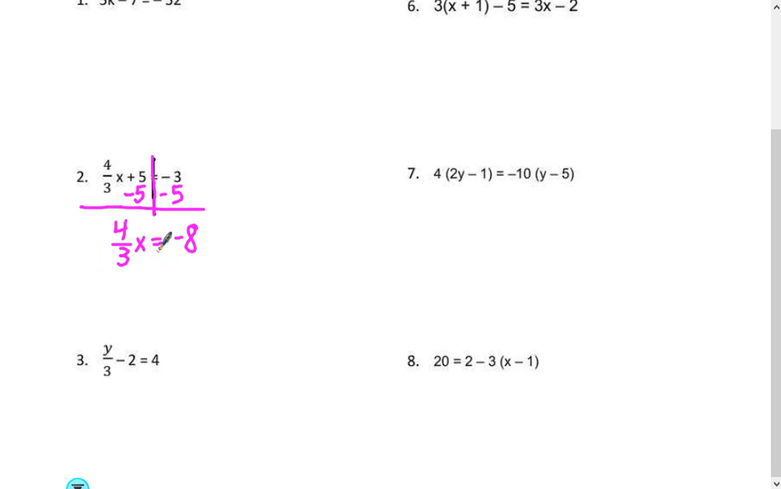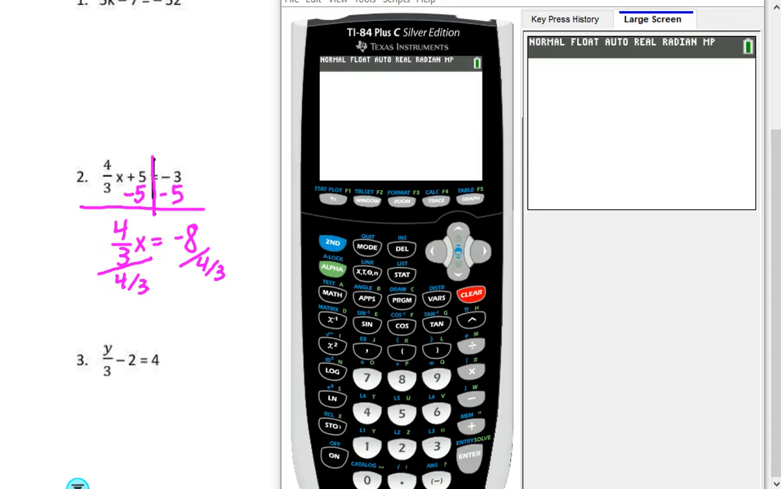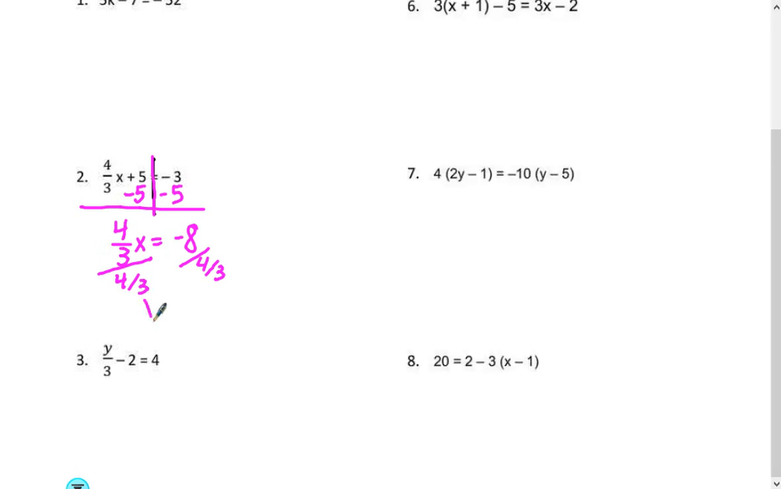What's the opposite of multiplying by 4/3? Dividing by 4/3. So I divide both sides by 4/3. And remember, you can do that in your handy dandy calculator. There are lots of ways to do a fraction, but this is the most popular way. -8 divided by 4/3, and we get x equals -6.